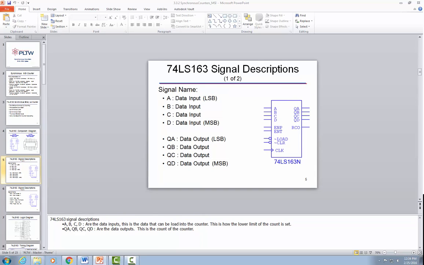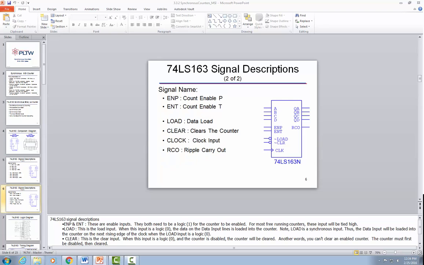They talk about it a little bit there, that same idea that A is the least significant bit, QA is the least significant bit. Hopefully you recognize what LSB and MSB mean by now. Hopefully. There are the two enables that we just talked about. Load we talked about. Clear we talked about. Clock. RCO we didn't talk about. That's ripple carry out. That's an output.